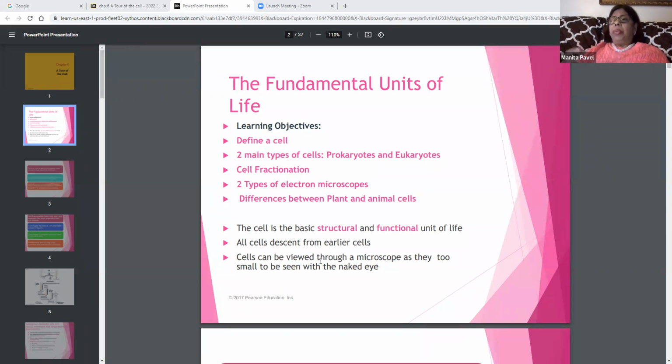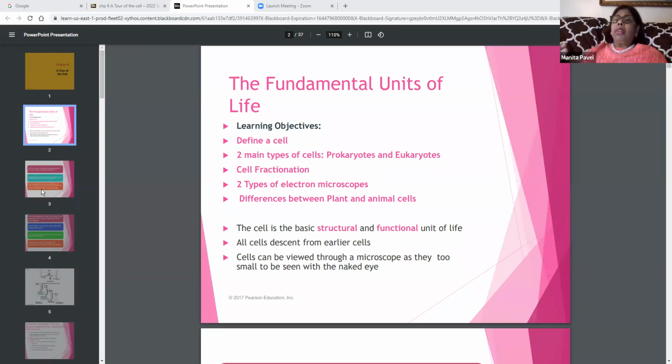definition is a cell. A cell is defined as the basic, structural, and functional unit of life. And so we see that all cells come from a pre-existing cell according to the cell theory. Now we see that the cells cannot be seen with the naked eye. Therefore, we use sophisticated microscopes called electron microscopes.